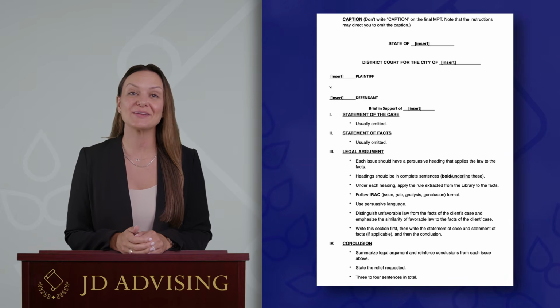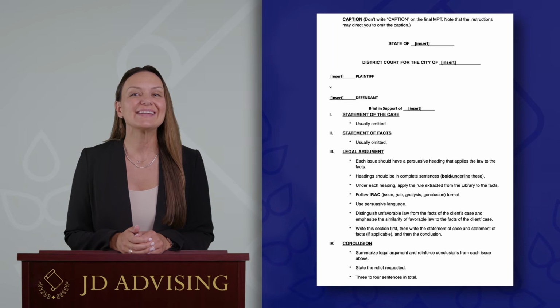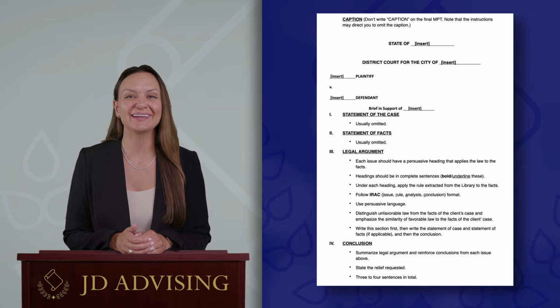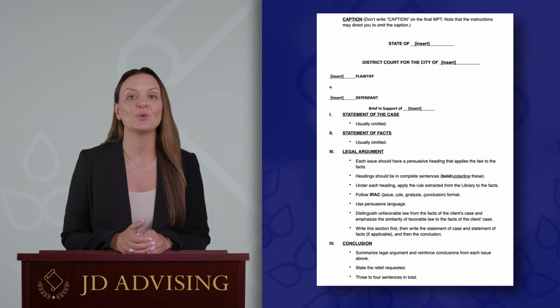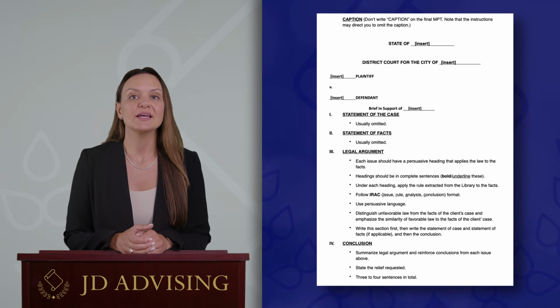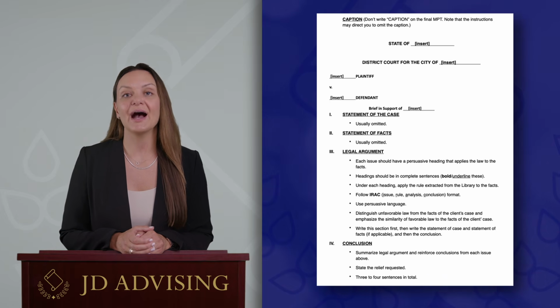The basic components of a persuasive brief for MPT purposes are statement of the case, statement of facts, legal argument, and conclusion. Many times the instructions provided on the MPT will tell you to only draft the legal argument. So again, following instructions is really important. This way you're not wasting time drafting something that they can't give you points for. And of course, if you do something they tell you not to do, it's going to be very obvious that you're not following instructions.